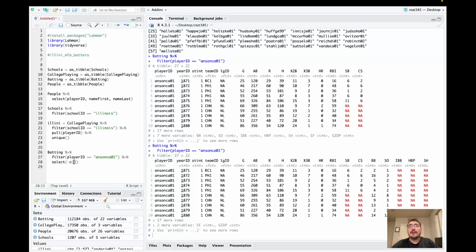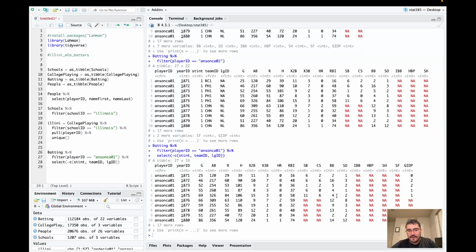Let's get rid of stint, team ID, and league ID. Okay, now we can see all of the information. Great, so there's a lot of NAs. Okay, so notice that this is character and everything else is integer.